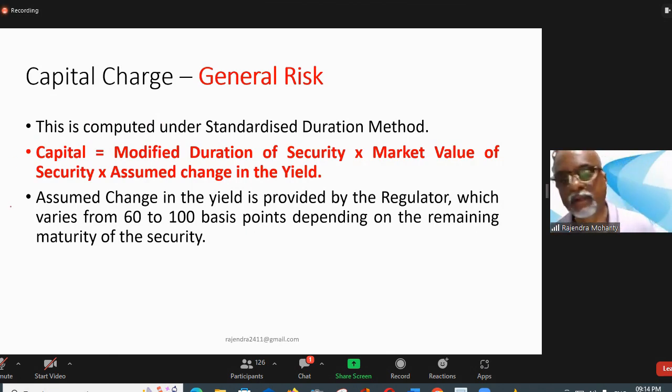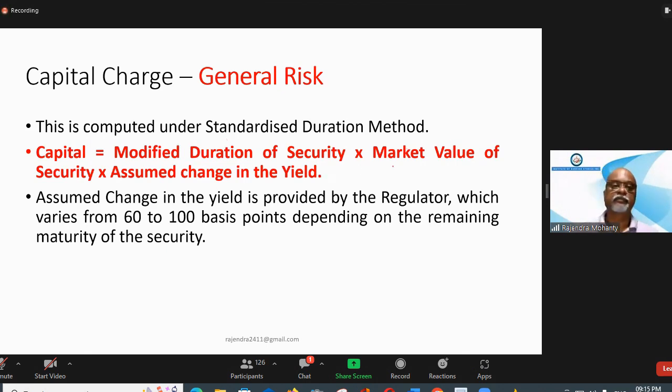Modified duration of security, market value of security, into assumed change in the yield. Yes, sir. And in the question, they may give you all three. Or sometimes, in the max questions, they will not give modified duration. They will give the Macaulay duration and the time band of that security and the market value, so that you calculate the modified duration. Market value of the security will be given. Assumed change is to be given.